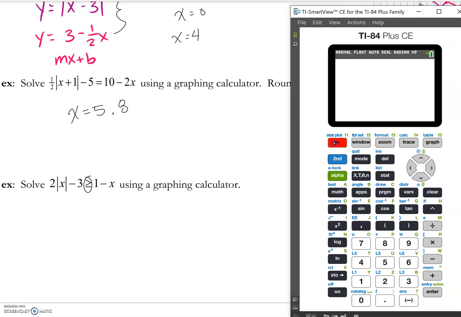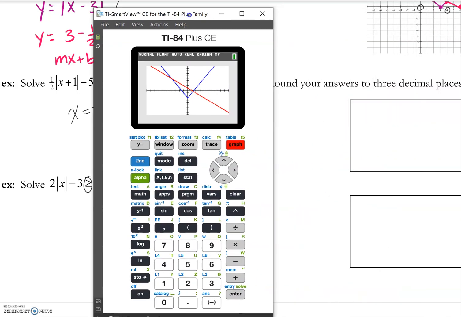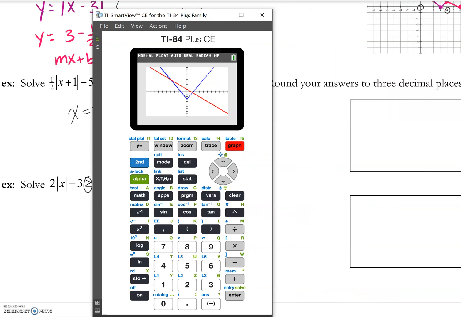So again, back to our calculator, you go to y equals, clear out the equations that are already in there, and we have 2 times the absolute value of x with a minus 3 on the outside, and then for my y2, I have 1 minus x. I'll hit graph. Here's my absolute value. There's my straight line.